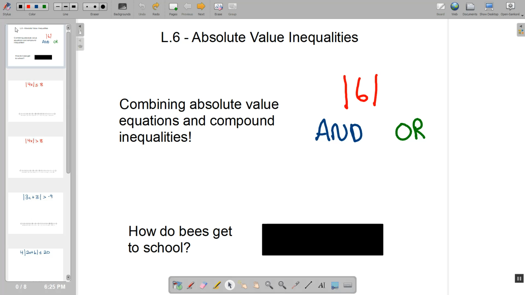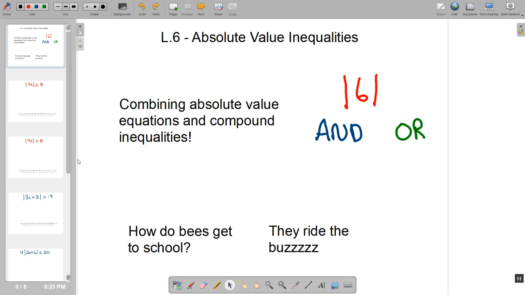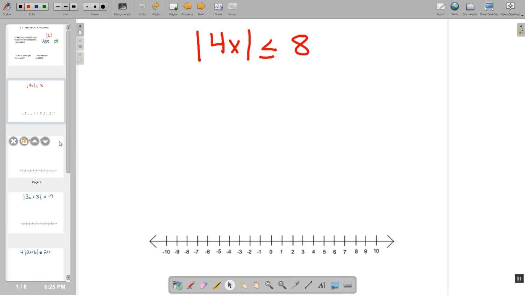Last video for this section is going to combine all of the things that we've done in this unit together into one thing, which is inequalities that have absolute values in them. It's very important to remember that absolute value of numbers and and statements or or statements, all of that is going to be mixed together into one set of problems. So let's just get right into it right away.